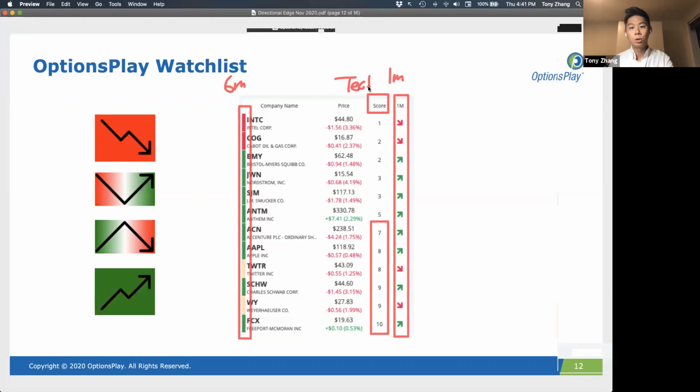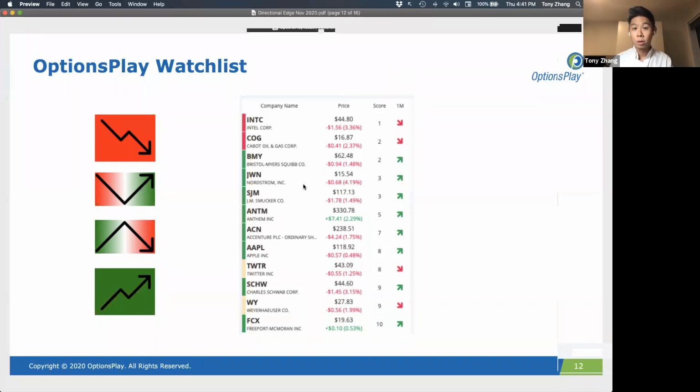So what I'm able to do is quickly identify the relative strength of all stocks in my watch list. I can sort it by the score, and based on the 6-month and 1-month trend, quickly identify stocks that are either strong bullish, strong bearish, or starting to turn around from those strong trends.